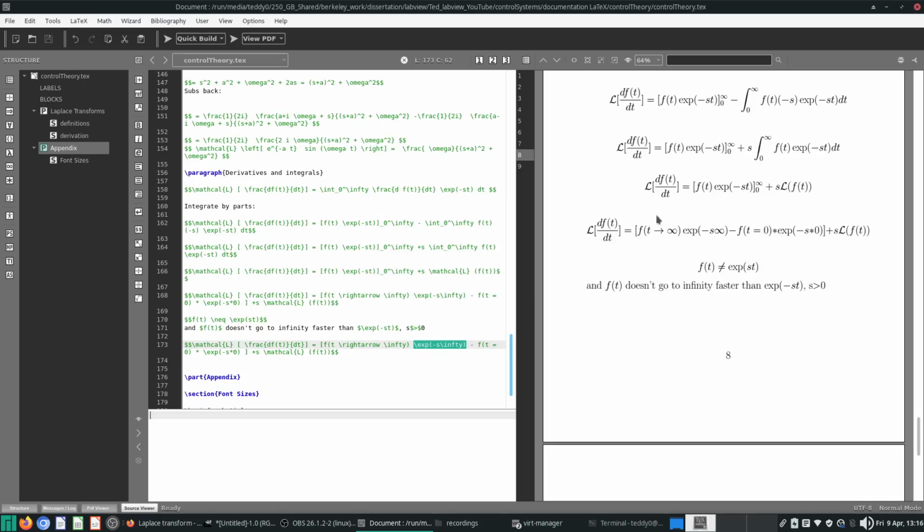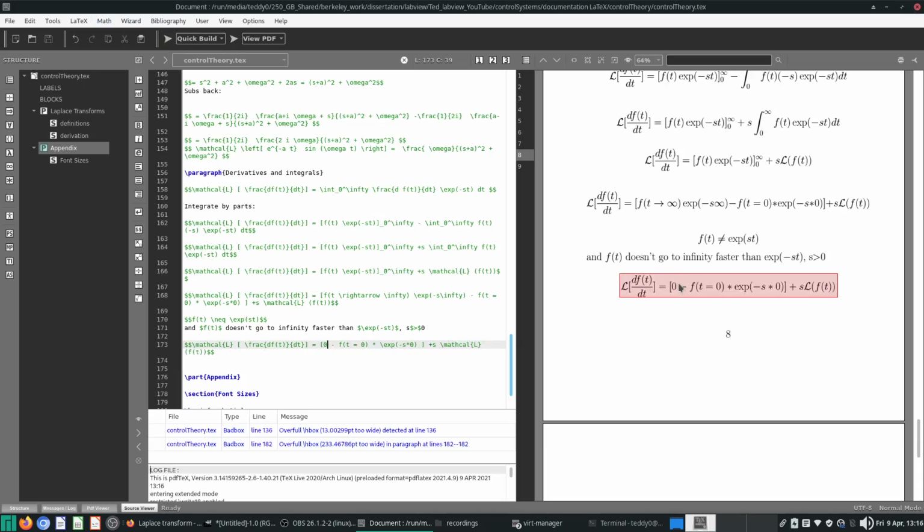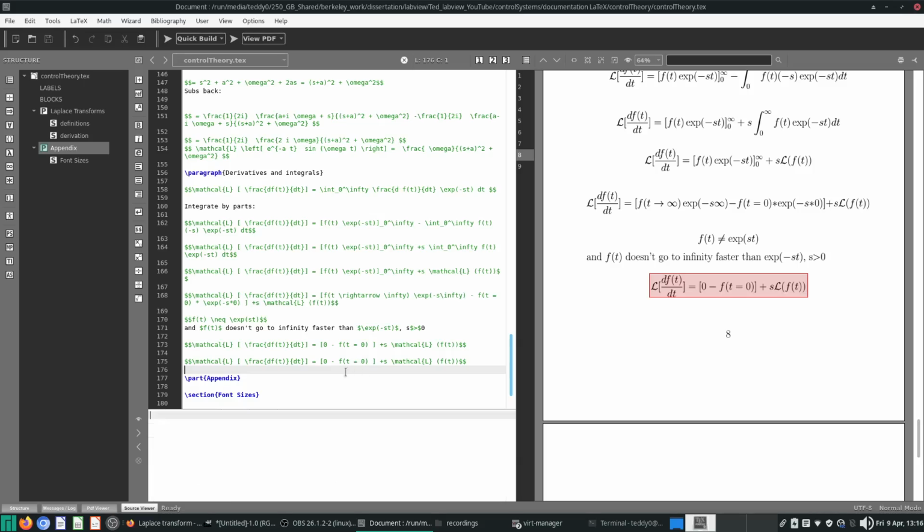It's a rough idea, I'm not doing it as accurately, but it's good enough that this first term drops out. Then e to the 0 just becomes 1. So we will have this term, and we will have derived our Laplace transform of derivatives.